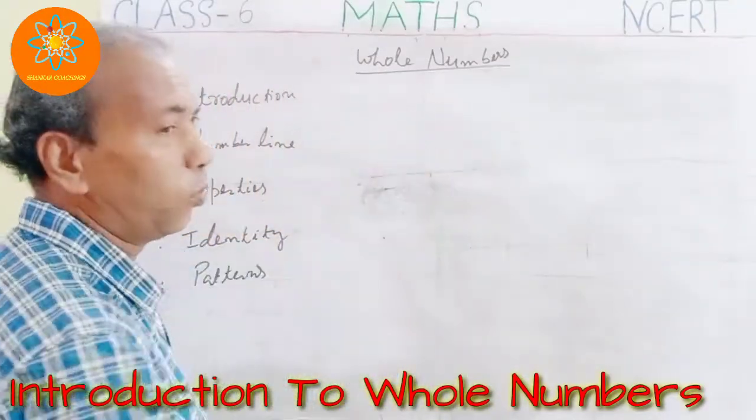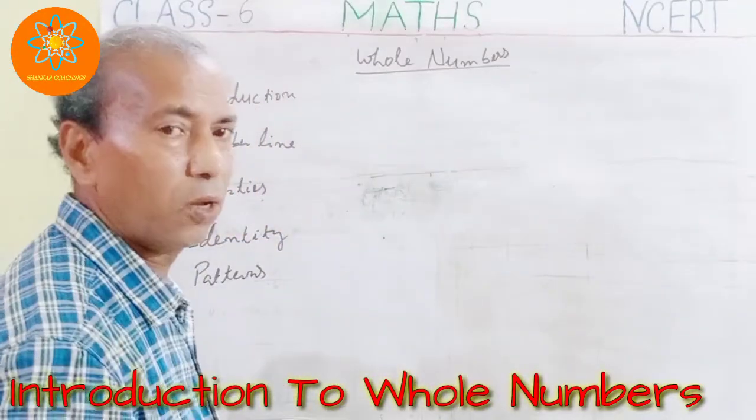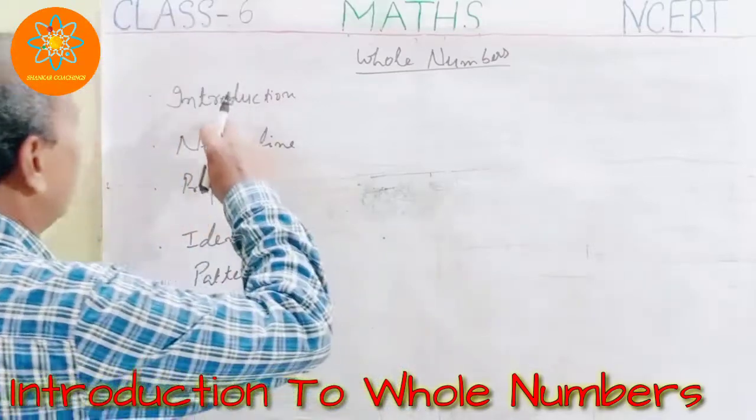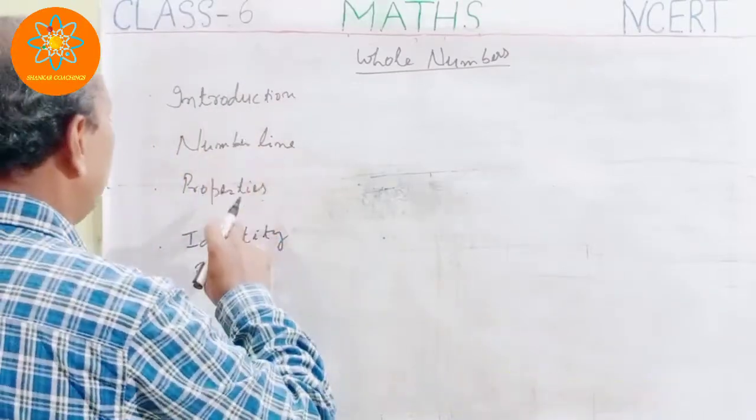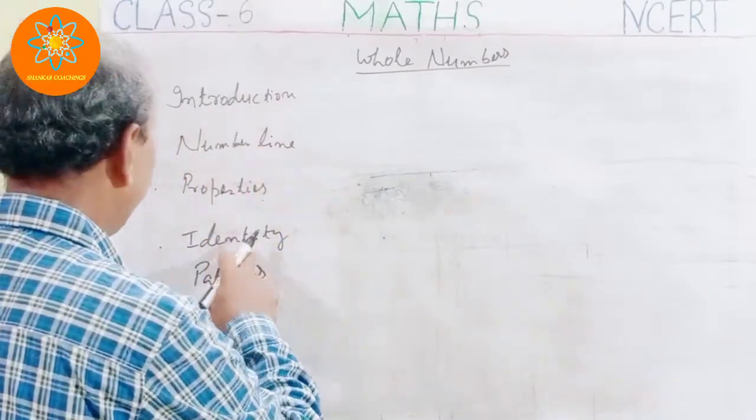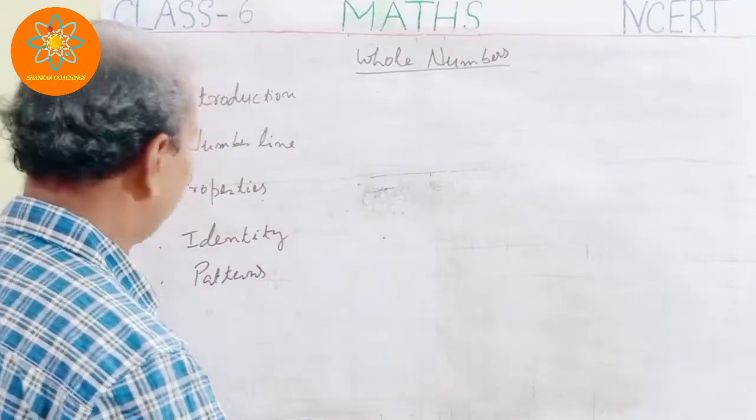The chapter is whole numbers. We'll discuss one by one. Introduction, then number line, then properties, identity, and lastly, the patterns.